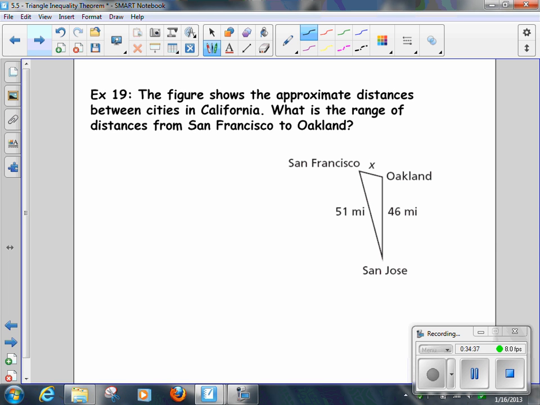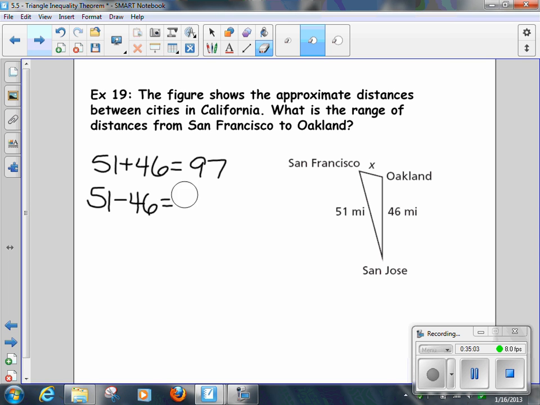The figure shows the approximate distances between cities in California. What's the range of distances from San Francisco to Oakland? You do the same thing. What are the two numbers? So 51 plus 46 is 97. And then 51 minus 46, which is 5.